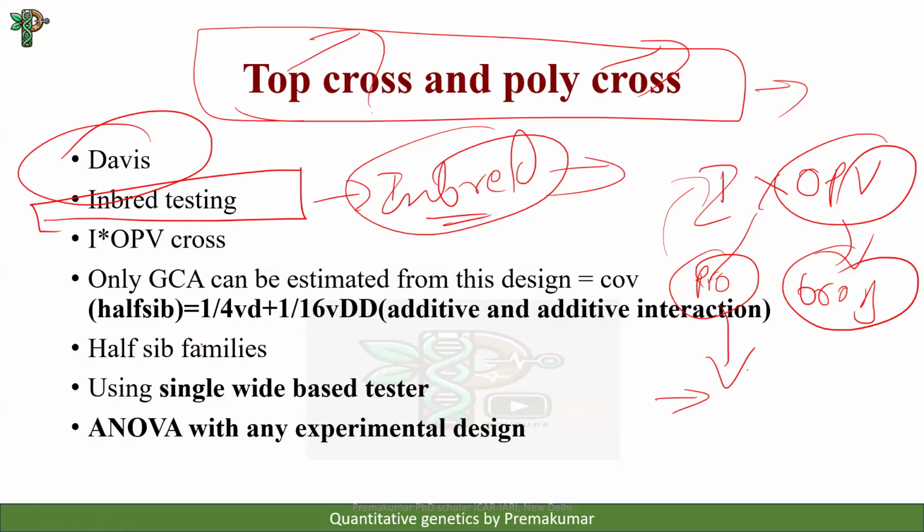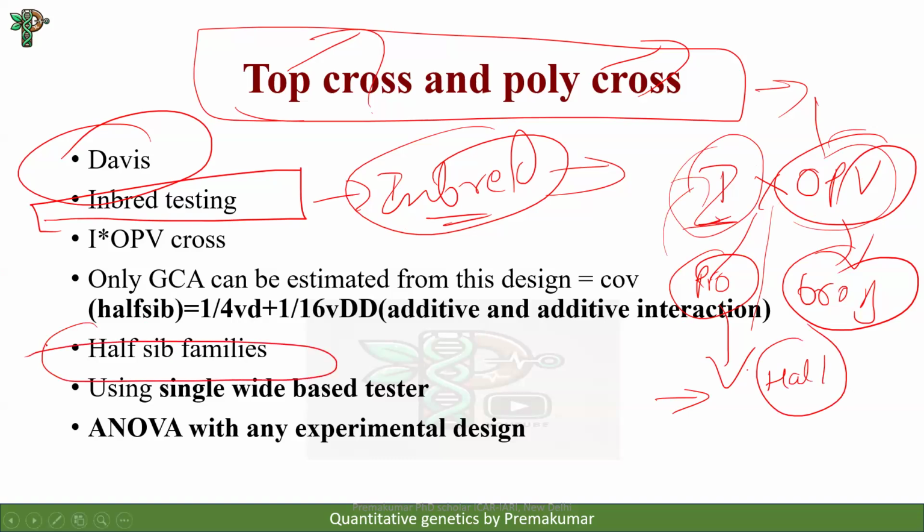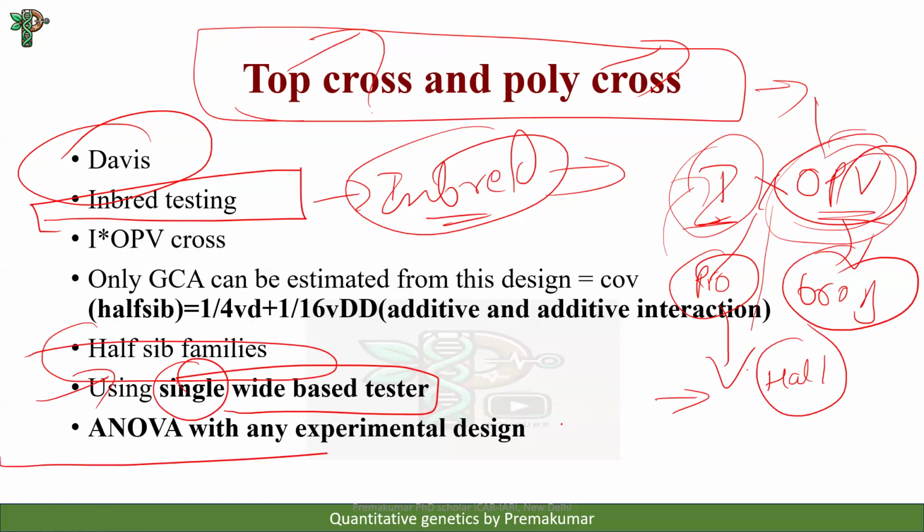When you are crossing an inbred with the OPV, the progenies are half sibs only. It means only one parent is common, but the rest of the parents are random from this broad genetic based lines. All are half sibs only, and you are using only a single wide tester. We have a single broad genetic based tester, so we can use ANOVA. We can split the variance components, and then we can assess.